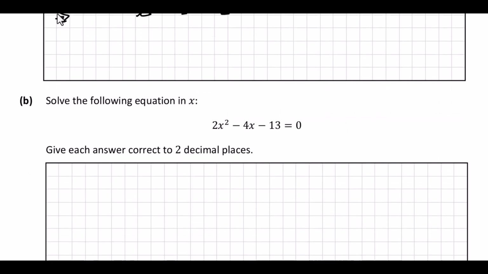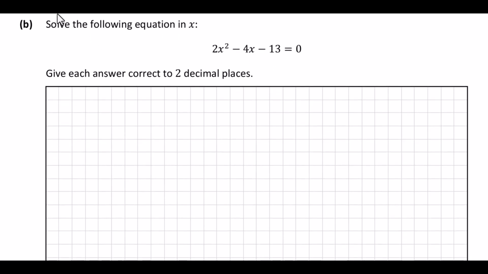Okay, let's have a look at part B. Solve the following equation in x. So this is a quadratic trinomial. It says give your answer to 2 decimal places. So this should indicate that you need to use the minus b formula or the quadratic formula. So first thing you should do is write down what a, b and c are.